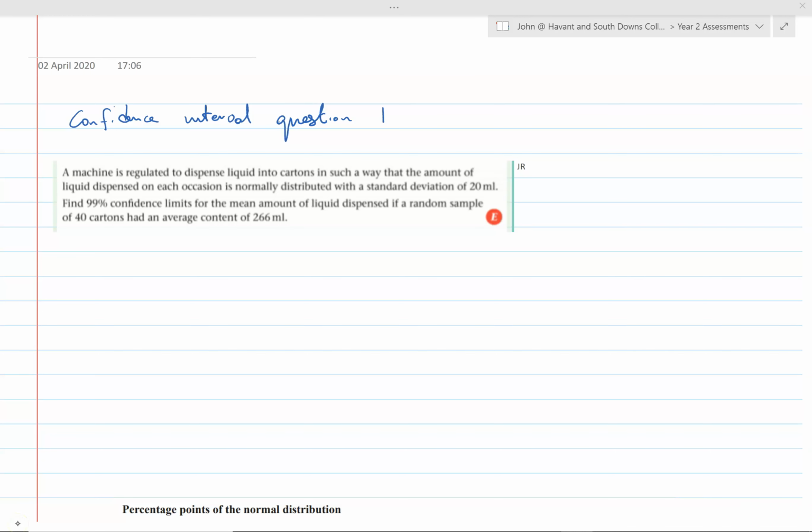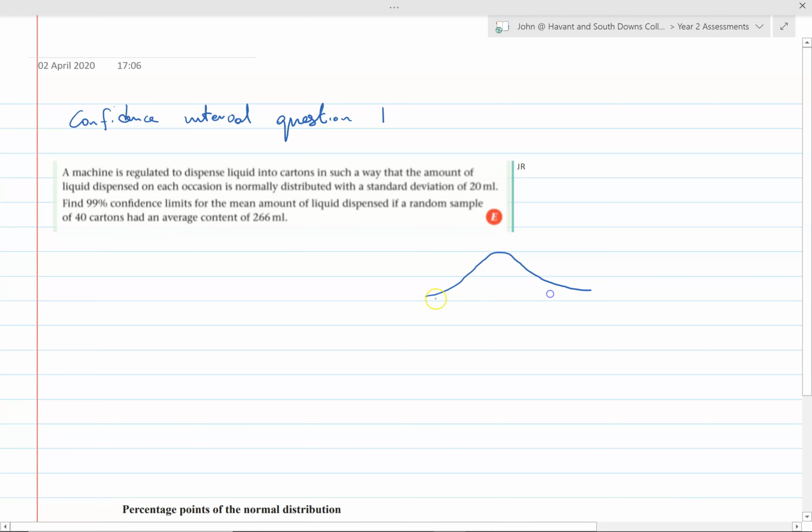Okay, so this is a follow-up from the earlier video on confidence intervals, a particular example, an old exam question from Edexcel S3. It's a 99% confidence interval, and the idea is we've got a sample with mean 266 with a sample size of 40, and basically what range do you think the mean can be?